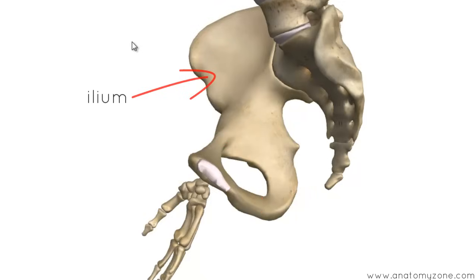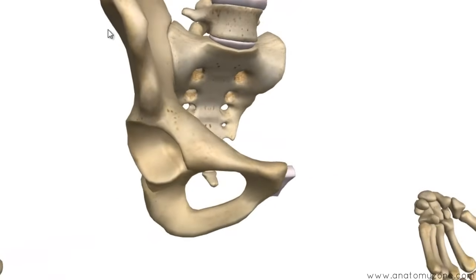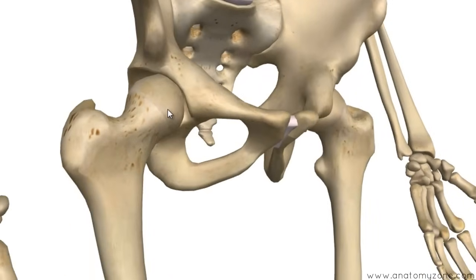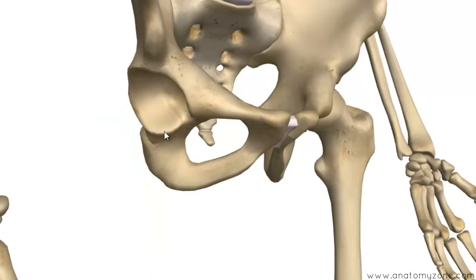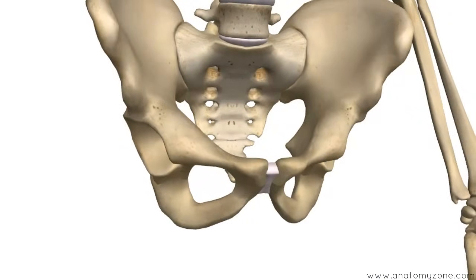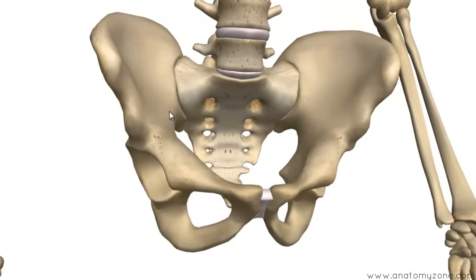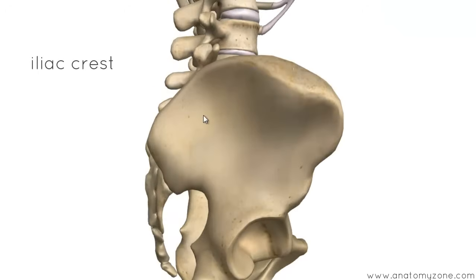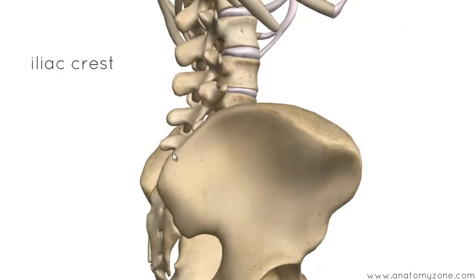So I'll just talk you through some of the features of the ilium, the ischium and the pubis. I'll just remove the femurs. Here you can see the head of the femur sitting in the acetabulum. So this is the acetabulum here. I'll just remove these so we can see the hip bones a bit more clearly. So starting superiorly we've got the iliac crest. This is this flattened crest at the top of the ilium, and you've got muscles which attach here, so I won't talk about them in this tutorial.